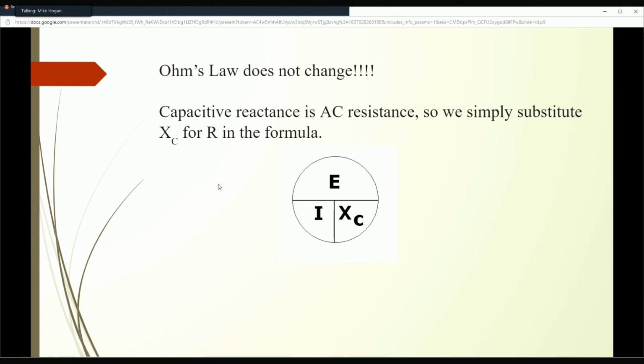Ohm's law doesn't change. The only thing that has changed is this reactance value, this inductive or capacitive reactance, measured in ohms, which takes the place of resistance. Voltage is equal to current times capacitive reactance, right? So we could still solve for anything that we want to solve for. It's just using capacitive reactance versus strict resistance.